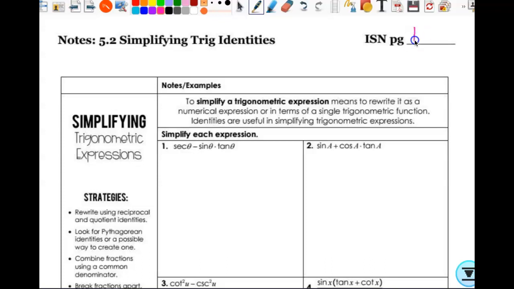This is going on page 103. So today we are simplifying trig identities. We learned some basic ones. Well, we talked about some we already knew yesterday, and then we learned a couple other basic ones.